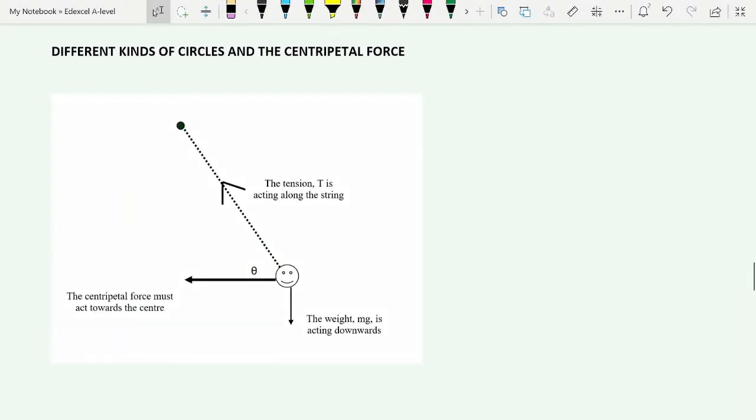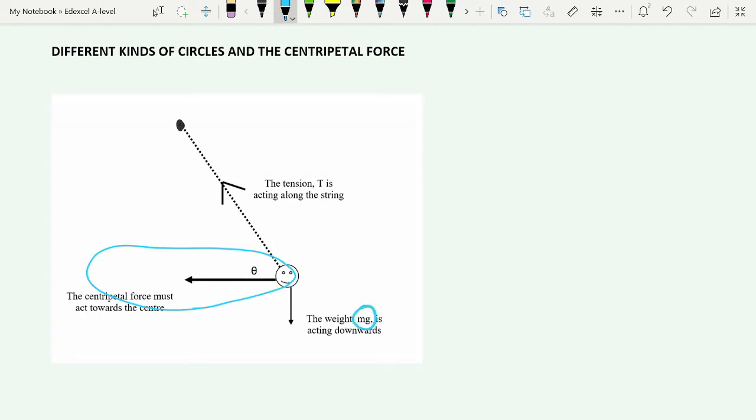Okay, so let's have a look at some different kinds of circles, because obviously there are different ways in which you can move in a circle, and our first one is this one. So this is like a conical circle, so you have an object that is suspended from a point up here at the top, and then it's going to swing round in a circle around the bottom here. Let's look at the forces that are acting on it.